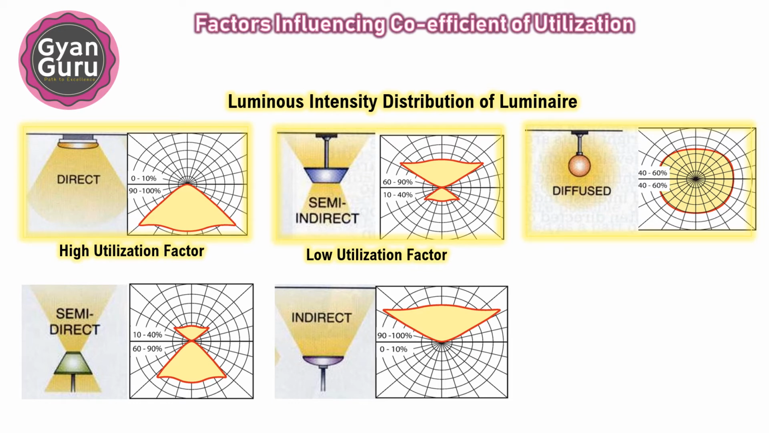Such light distribution has almost equal distribution downwards and upwards, that is 60 to 40% all around the light source. It will have a poor utilization factor.